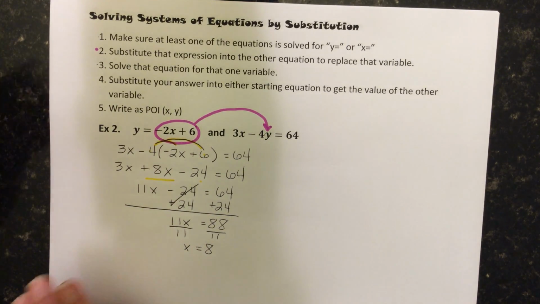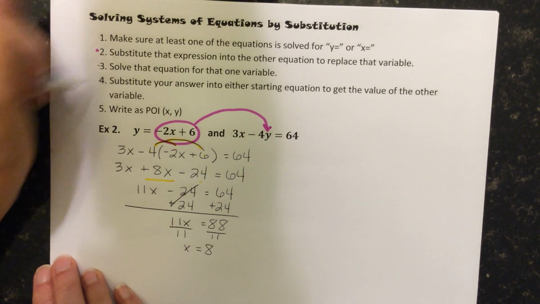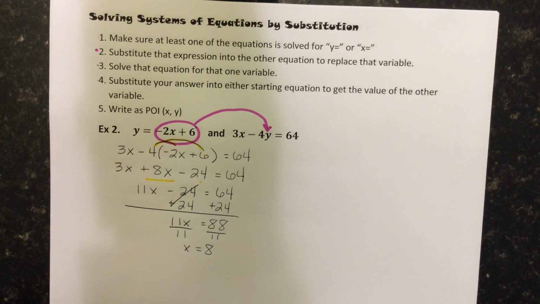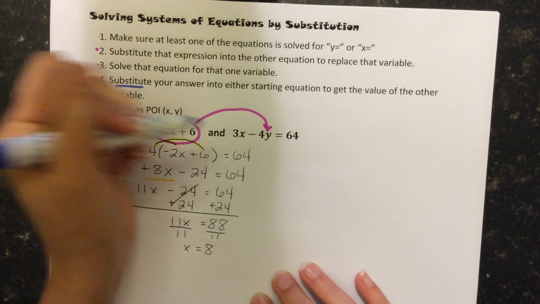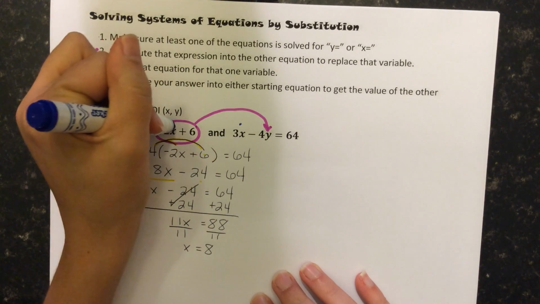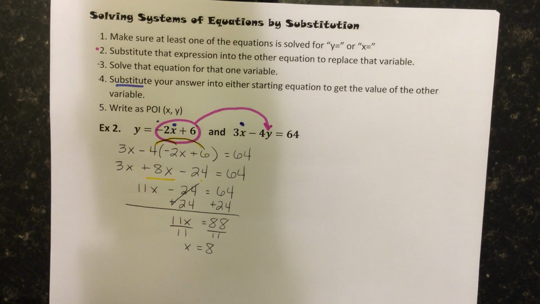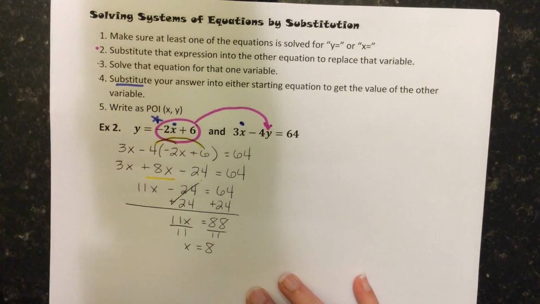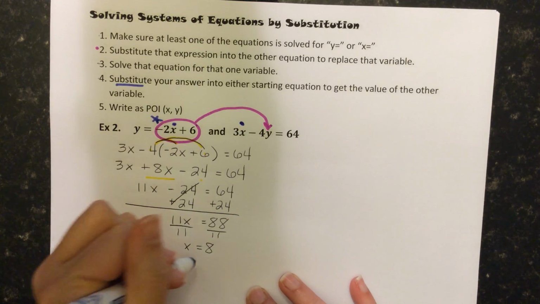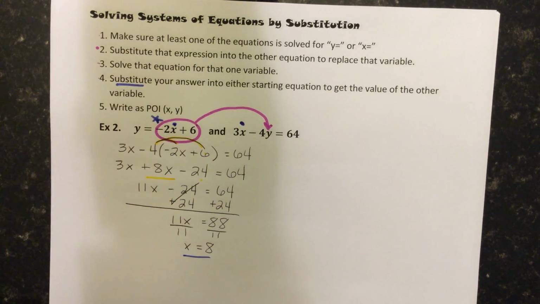We are not done because after that, step 4 wants me to substitute my answer into either starting equation. Well, in this case, again, it doesn't matter which one I plug that in for. So, sorry, we're plugging this in for x, okay? But I can see it's going to be a lot easier to plug it into this equation right here, way easier, okay? So that's what I'm going to do. I'm going to take this 8 and I'm going to put it in for that x. Okay, so once I do that, I'll get my y.